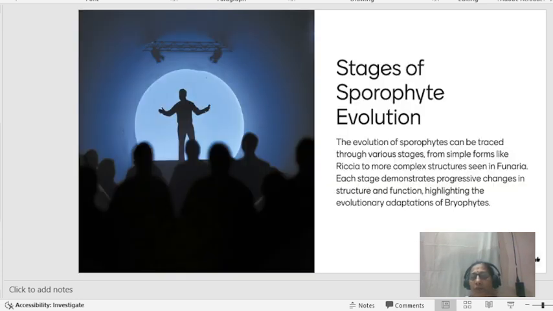So evolution has been traced through various stages from simple forms like Riccia to more complex forms seen in Funaria. Each stage demonstrates progressive changes in structure and function, highlighting the evolutionary adaptations of the bryophytes. According to the homologous theory, the sporophyte and the gametophyte generations are fundamentally similar in nature, and the sporophyte is a direct modification of the gametophyte and is not a new structure or type.